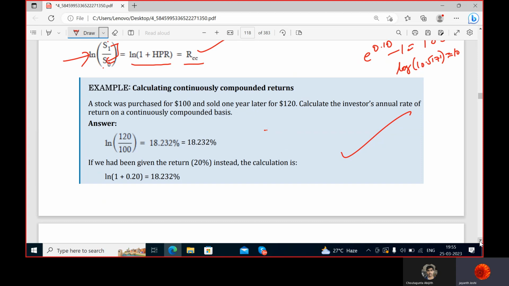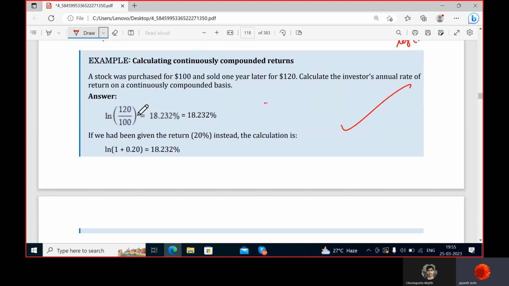Finish. Shall we go forward? So you see the log of this, you got this, okay? And this is also equal to 1 plus holding period return. You get this only, correct?